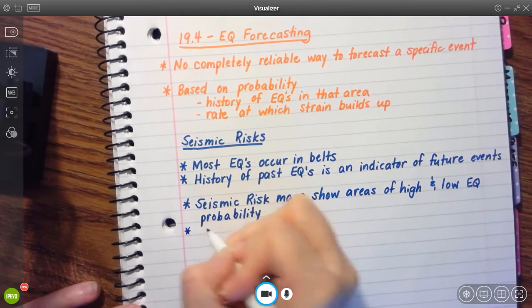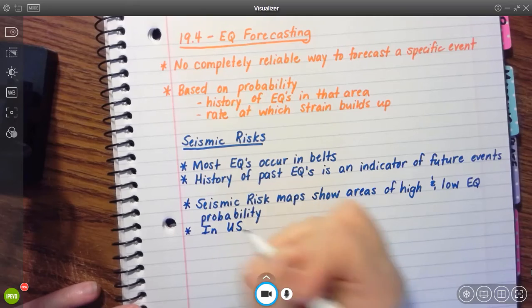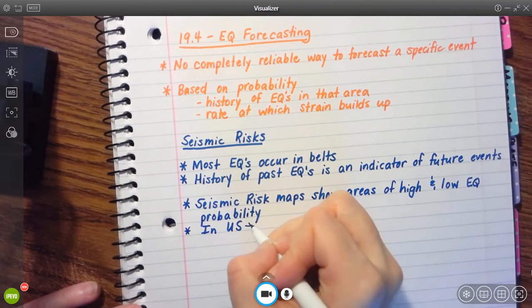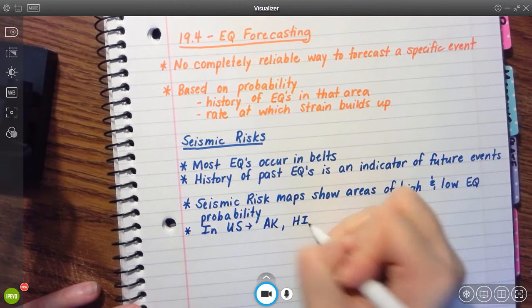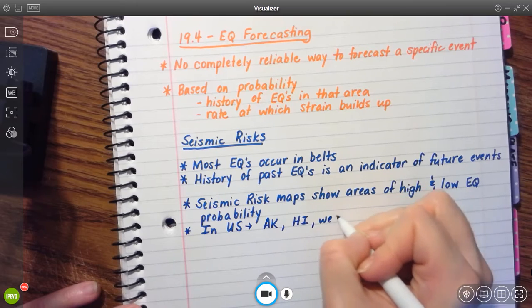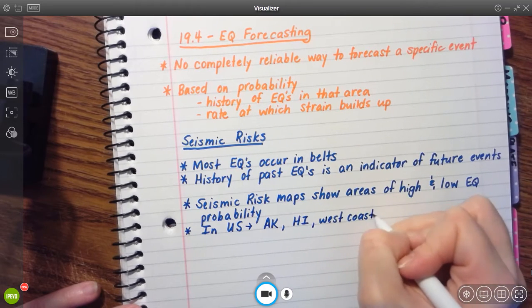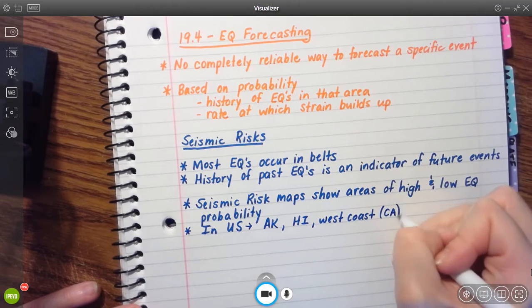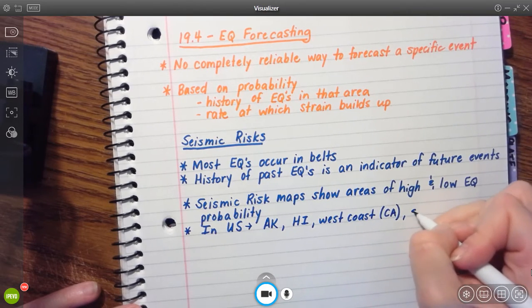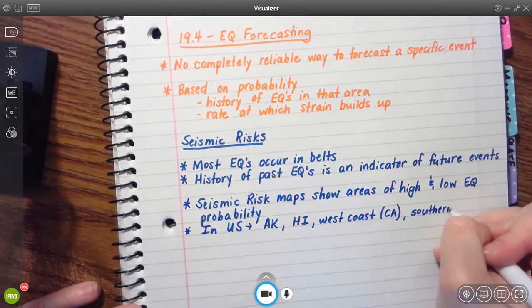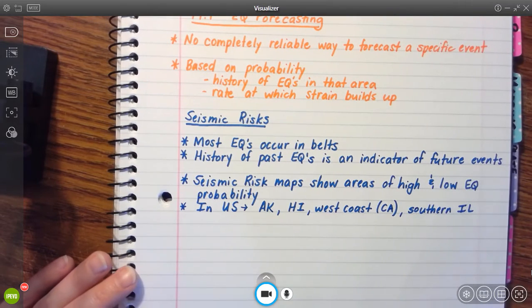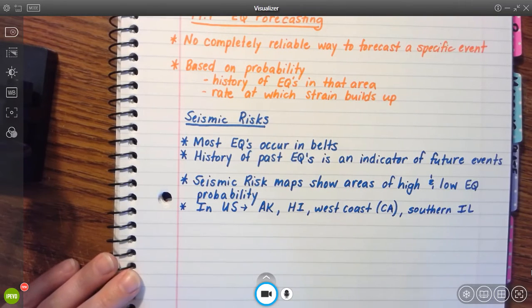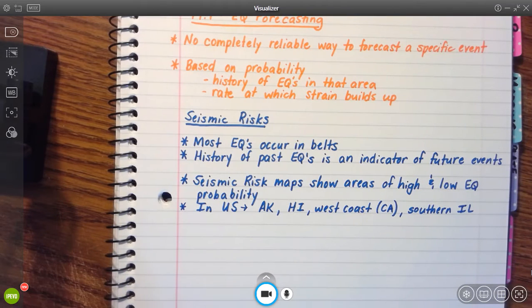In the U.S., the places that have high earthquake probability are Alaska, Hawaii, the West Coast, think California, and, strangely, Southern Illinois, and right around Southern Illinois. So states that border Southern Illinois include Missouri and Kentucky and a little bit of Arkansas. So these are the places where the United States has had a history of earthquakes.